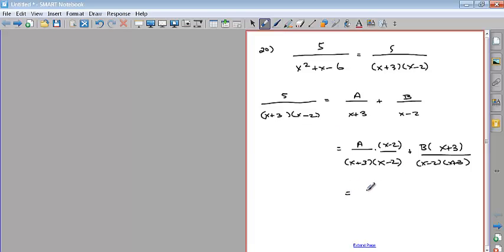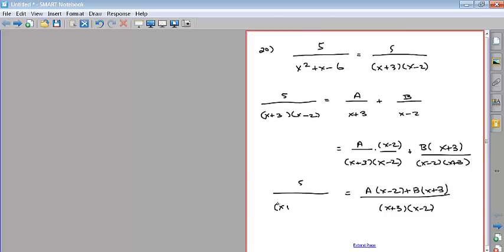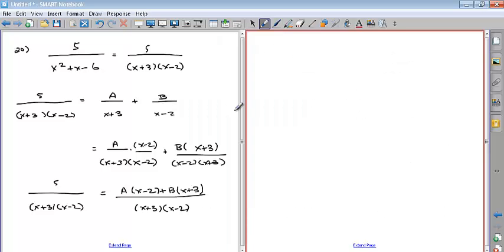So you can combine those two and you get a times x minus 2 plus b times x plus 3, all divided by that. And on the left-hand side, you got this. So now you can just set the numerators equal to each other because the denominators are equal to each other. And the idea is you've got to figure out what a and b are to make this work.